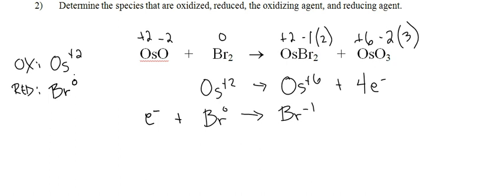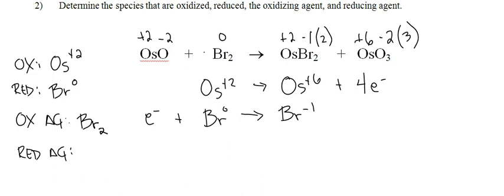Alright, for determining who the agent is, do recall that the oxidizing agent allows for the other thing to be oxidized, or if we're looking at the reducing agent, it allows for the other thing to be reduced. So since we know that the bromine is actually being reduced, it allows for the osmium to give away its electrons and be oxidized. So the oxidizing agent in this case is the whole package, so that means that we're looking at the bromine molecule.